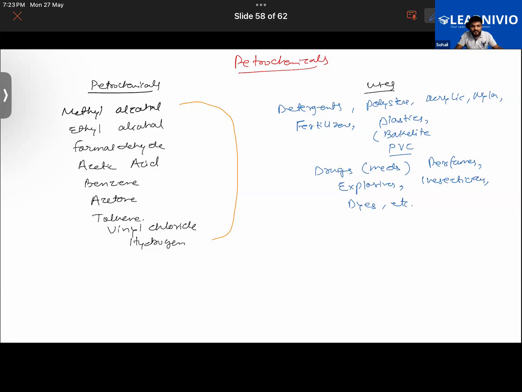Sir, there is Vaseline, right? Yes, Vaseline is also one of the examples of petrochemicals. You can count that one also. Perfume is made from petrochemicals, yes. Okay, these are the uses of the petrochemicals which we have.